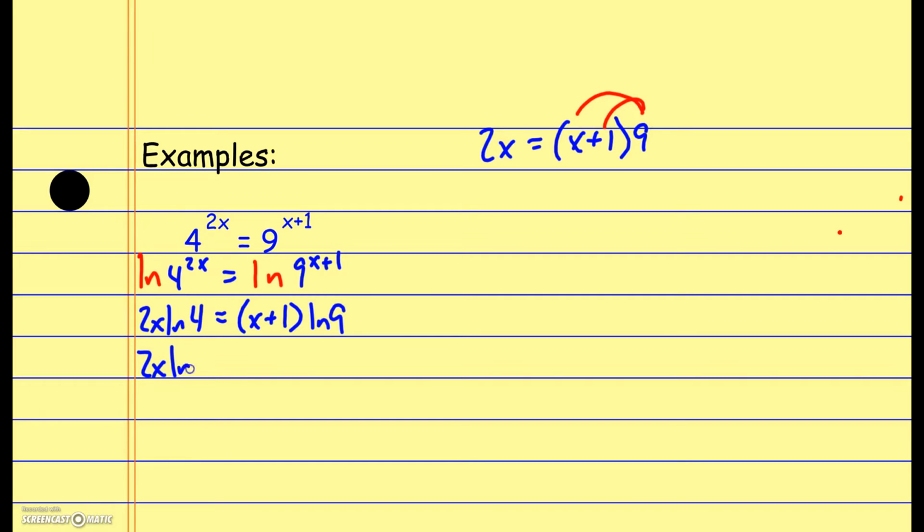When I do that, it looks just a little bit different. I get a 2x natural log of 4 equals, this is going to be an x natural log of 9 plus the natural log of 9, or 1 natural log of 9, all right? So when I distribute that, I leave it in terms of the logarithm, and that's pretty much it for that step, okay? So I can't really do anything else in terms of the distributive property.